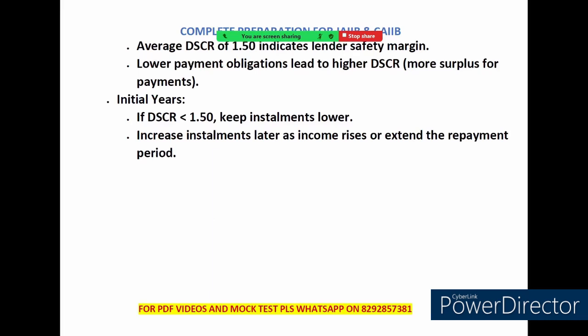So the higher the DSCR, the more comfortable the bank feels about lending money, right? Sometimes it happens in the early years of the business that the DSCR might be less than 1.50. In this case, the bank will keep the loan installments lower initially and then increase them later when the business starts making more income. Alternatively, they may extend the loan period to make payment easier. So when it comes to getting a loan, banks carefully assess both the project cost and the DSCR to make sure a business can comfortably pay back the money.